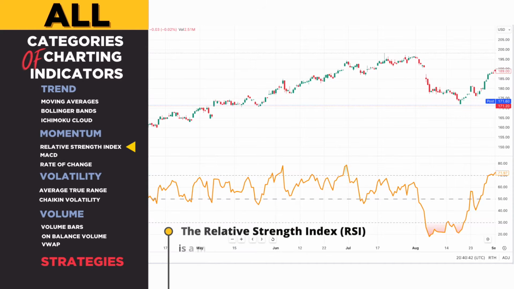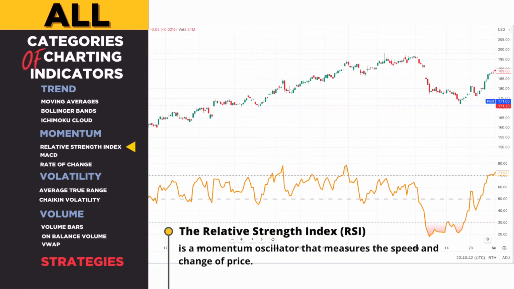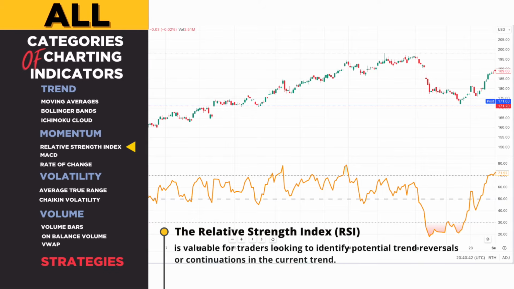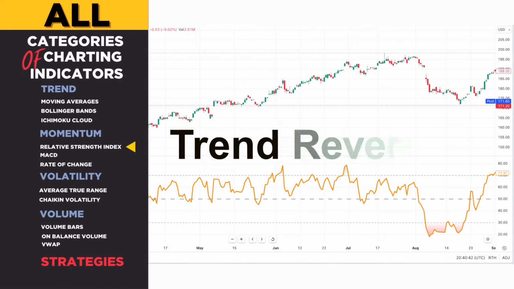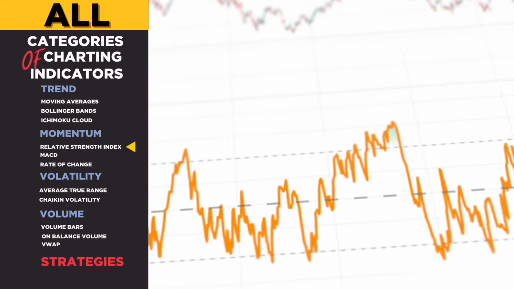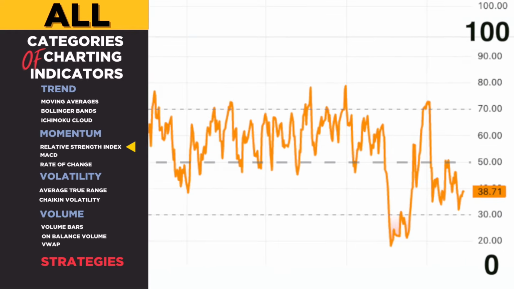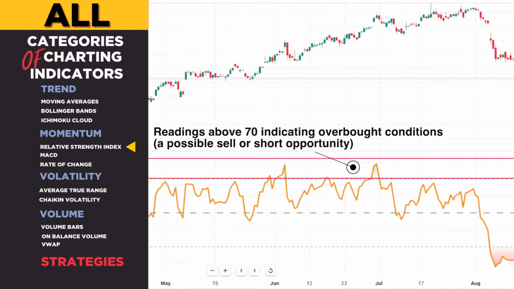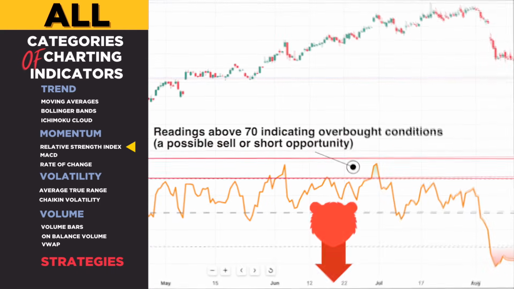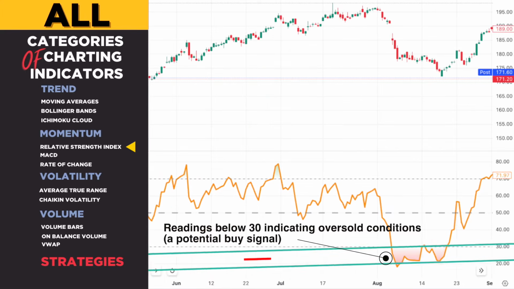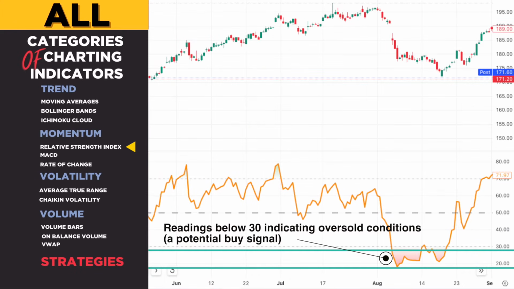Now you have the relative strength index, okay, the RSI, the most popular. The relative strength index is a momentum oscillator that measures the speed and change of price. This is going to be valuable for you if you're looking to identify potential trend reversals or continuation in the current trend. The RSI indicator moves in between 0 and 100. If you see readings above 70, those are going to be considered overbought conditions, also known as potential sell or bearish opportunity. And on the opposite, if you see a reading below 30, then that usually indicates oversold conditions and a potential buy opportunity, but you have to wait.